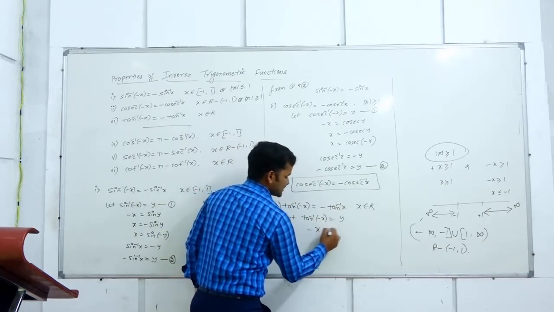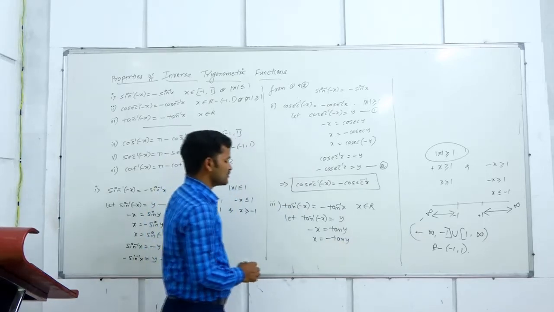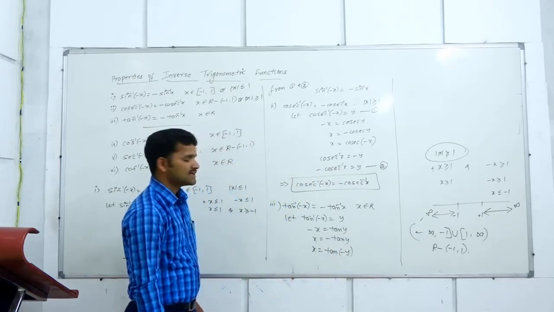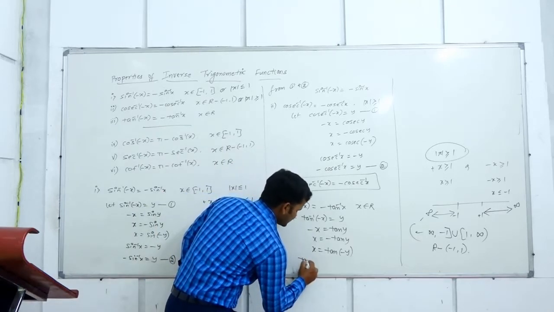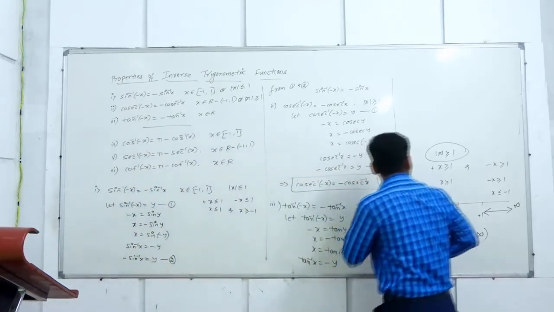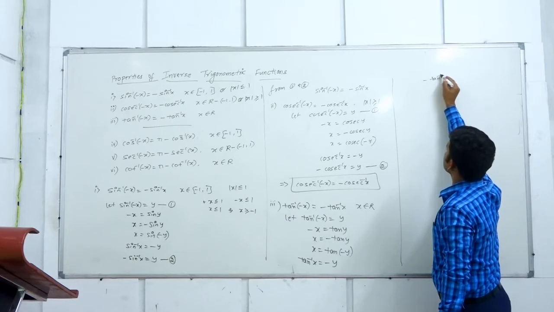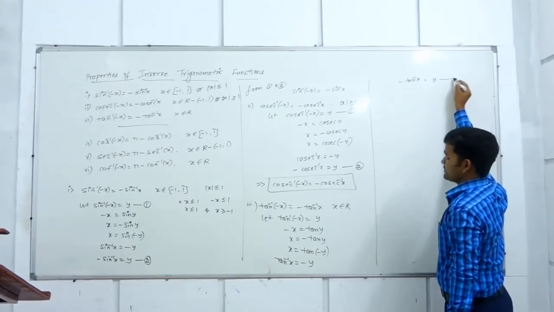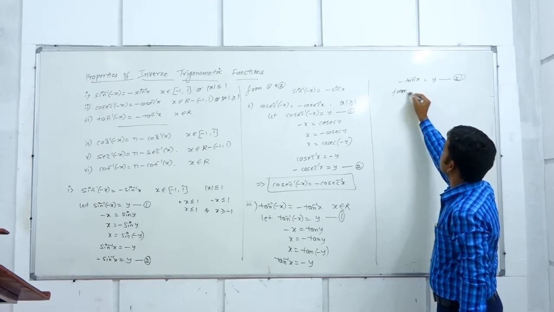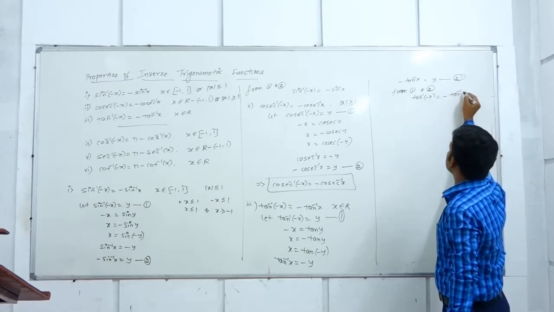This is minus x is equal to tan y, which can be written as x is equal to minus tan y by multiplying minus on both sides. Again, we know that tan is an odd function, so minus tan y can be written as tan of minus y. Means tan inverse of x is equal to minus y. Multiplying minus on both sides, we have minus tan inverse of x is equal to y. Let me take this as equation 2 and this one as equation 1. From 1 and 2, I have tan inverse of minus x is equal to minus tan inverse of x.